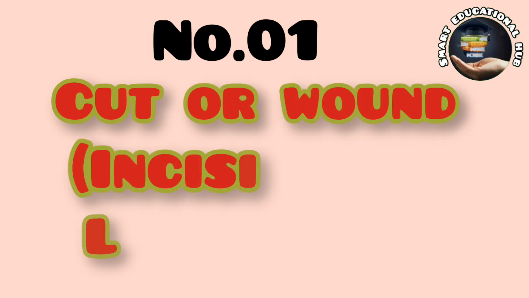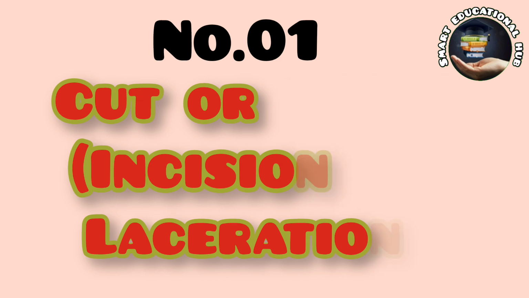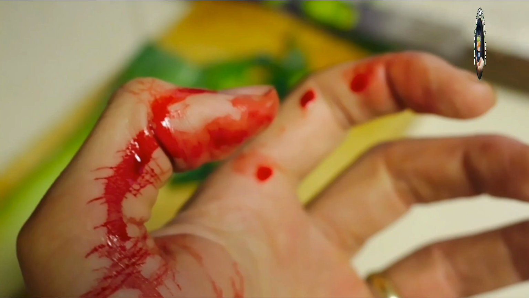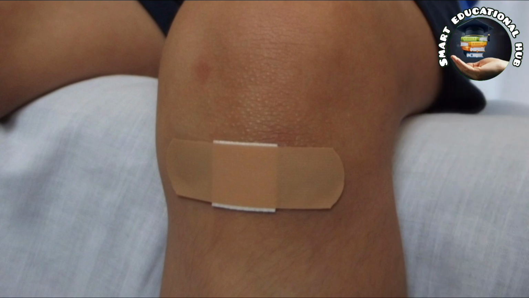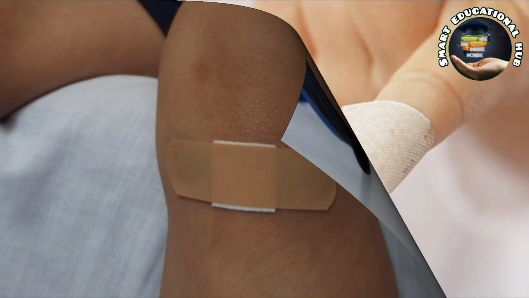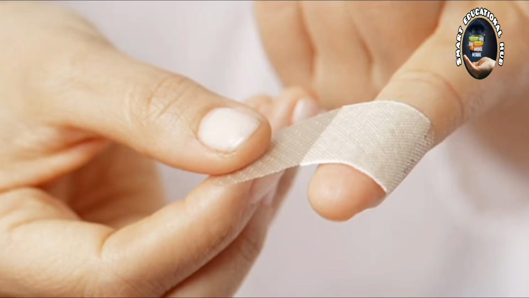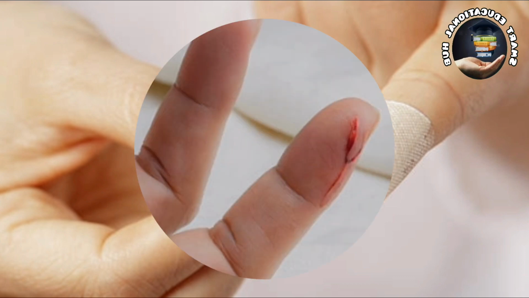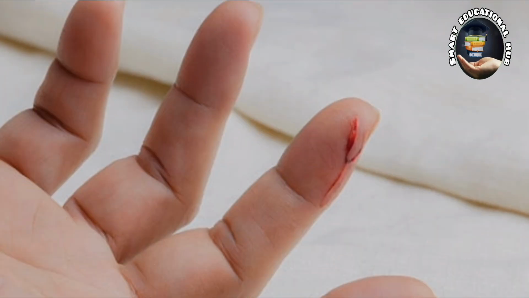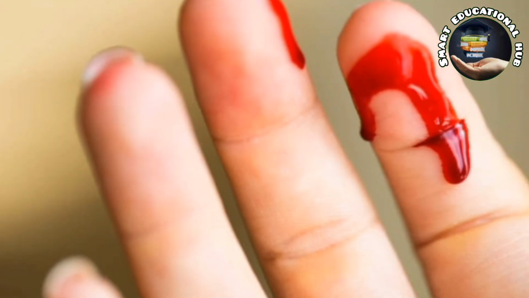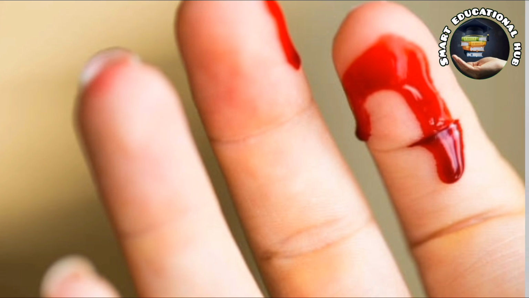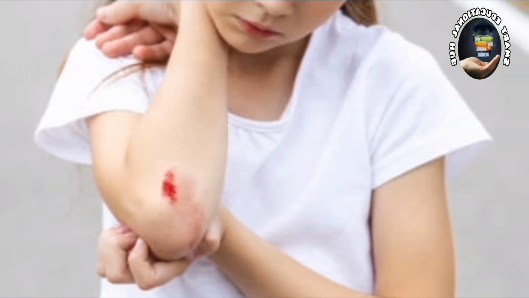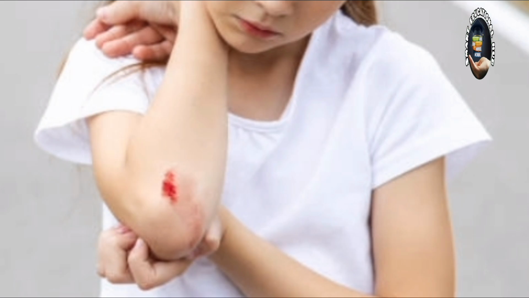Number 1, cut or wound, incision or laceration. A cut is a type of wound made by something sharp like a knife or glass. It is usually clean and has a clear edge. A wound is a broader term that includes all types of injuries where the skin is broken. It could be a cut, a scratch, a stab, gunshot, or even a deep injury. All cuts are wounds, but not all wounds are cuts.